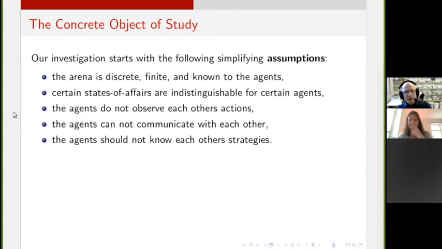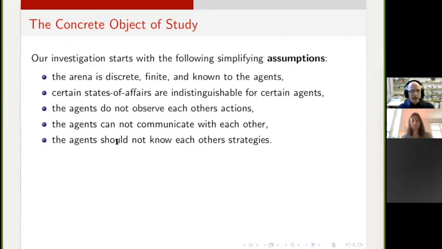Then we assume that the agents do not observe each other's actions. I have to say, we start with these very strong assumptions. We don't claim that these are realistic; in many cases they are not, and later we will relax them. But as our starting point for investigation, we take this very restricted case, which we later relax stepwise. We also assume that the agents cannot communicate with each other. This is a very important restriction. And we also assume that the agents do not know each other's strategies.